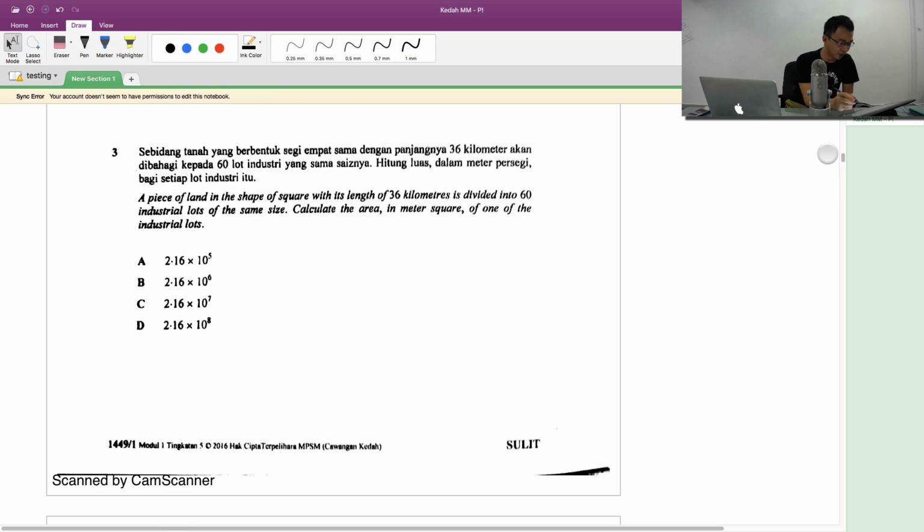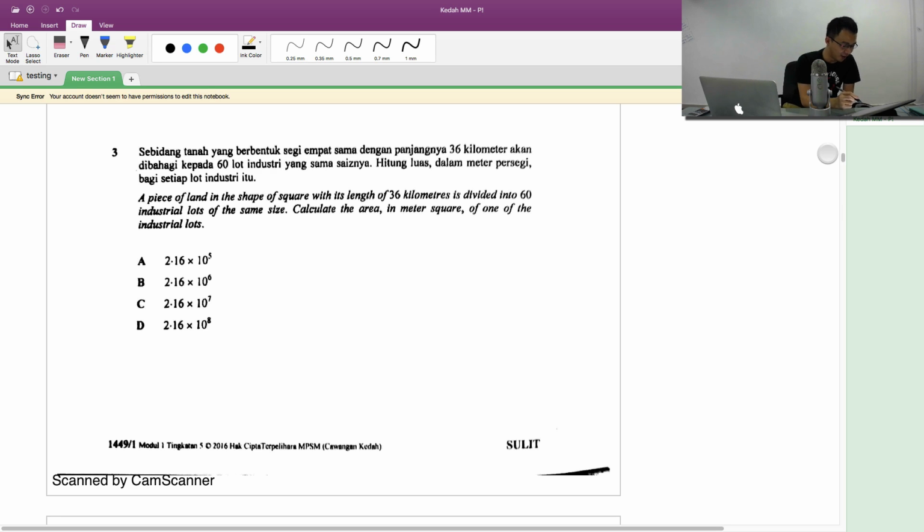So let's go to question number 3. A piece of land in the shape of a square with a length of 36 kilometers is divided into 60 industrial lots of the same size. Calculate the area in meter square of one of the industrial lots.